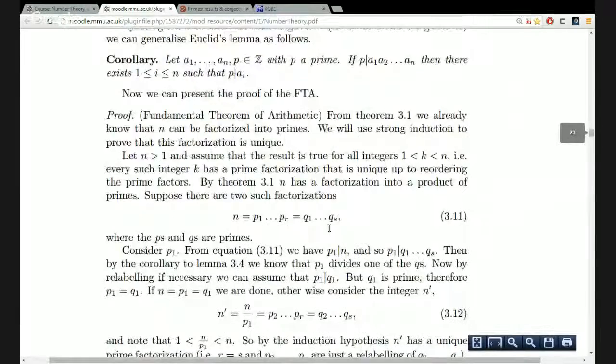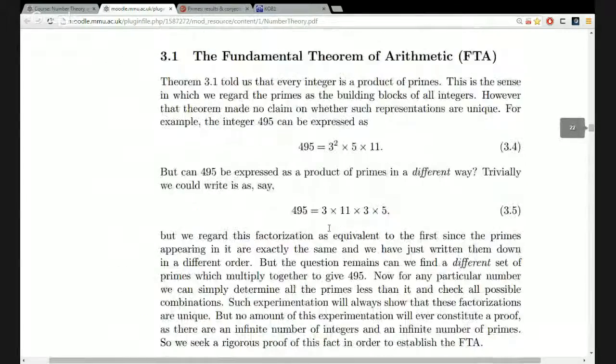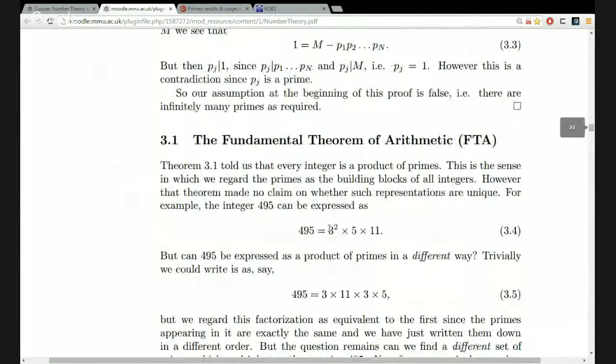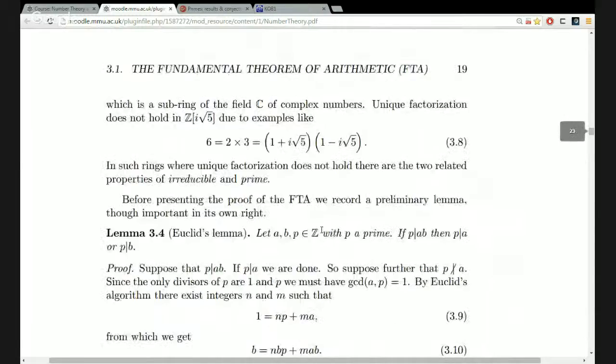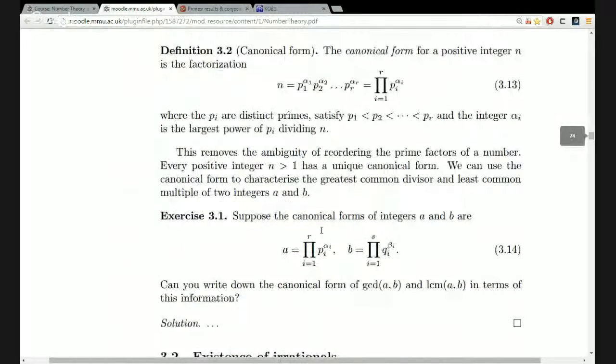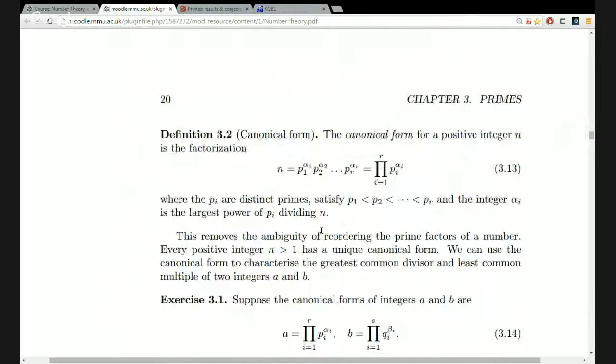So for an example, the canonical form of, what's the one in the notes, 495 is 3 squared times 5 times 11. These are the P1, P2, P3 that appear in 495. The exponent on 5 and 11 is 1, and the exponent on 3 is 2. And a fair number of our arguments in number theory are based on treating a number according to its canonical form, according to its prime factorization.